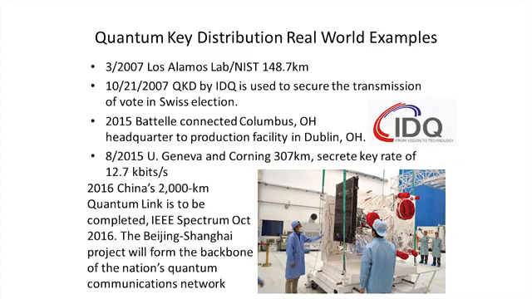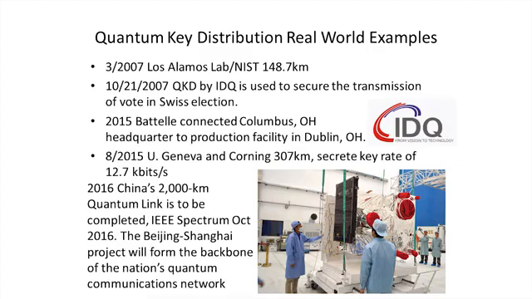On October 21st, 2007, QKD developed by ID Quantique, a company in Europe, was used to secure the transmission of votes in the Swiss election. In 2015, Battelle, an industry company, used QKD to securely connect its Columbus, Ohio headquarters to its production facility in Dublin, Ohio, to make sure all the communication is secret.